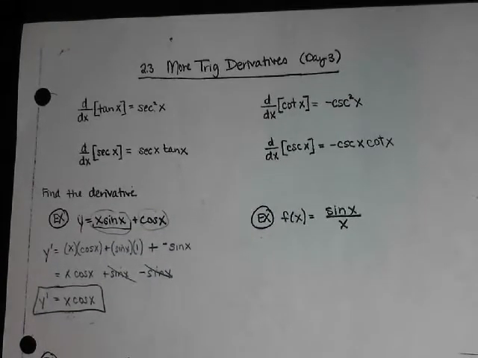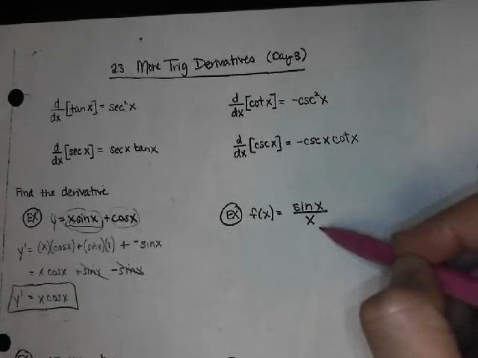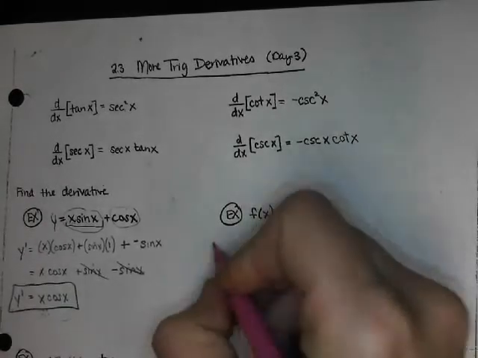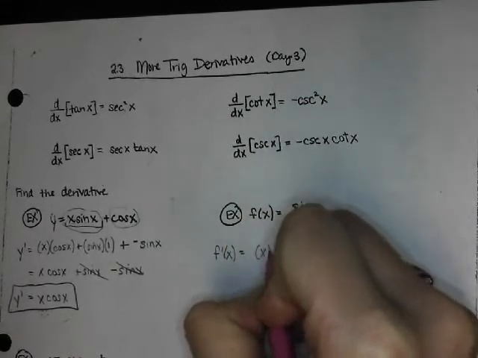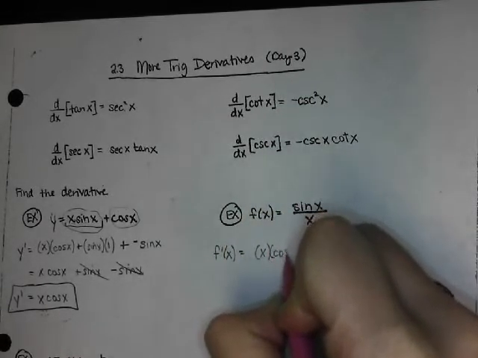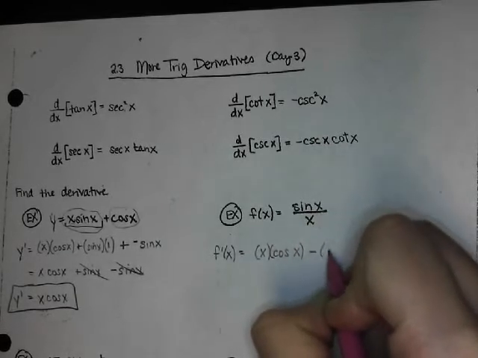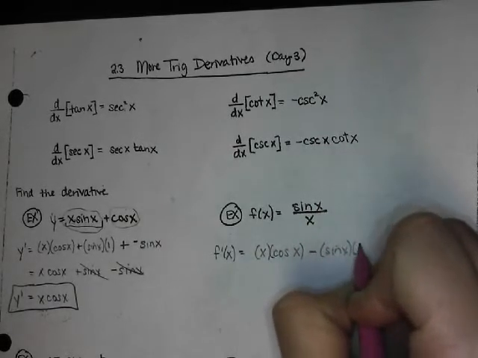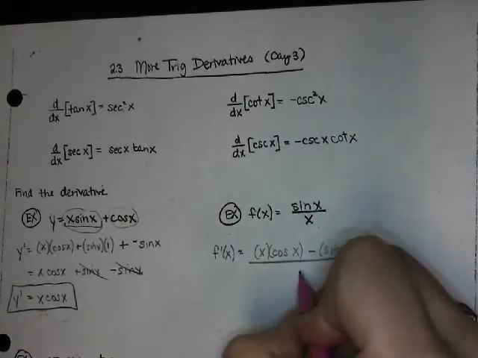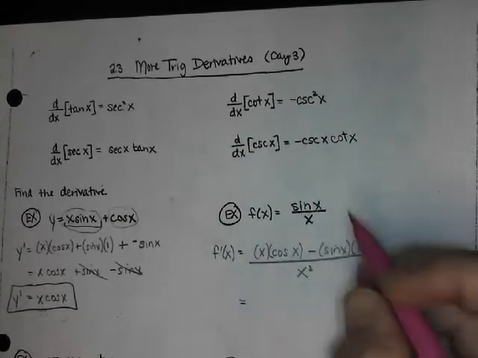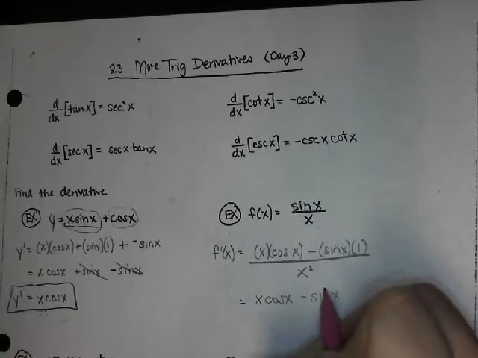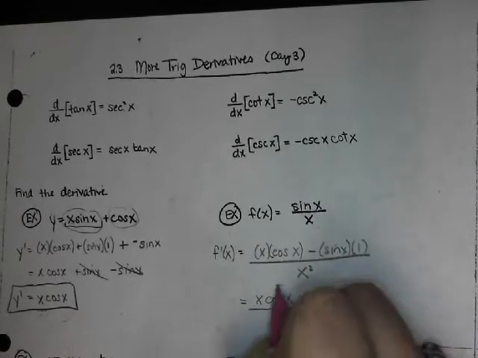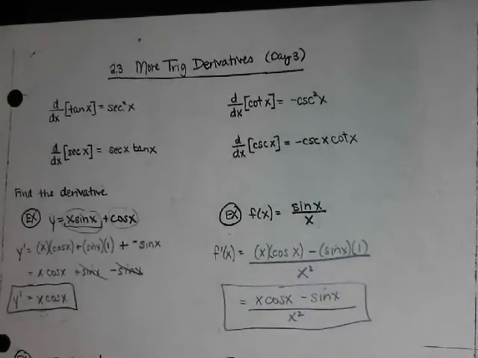Okay. Your derivative of sine x over x, classic quotient rule, so bottom times the derivative of the top minus your top times the derivative of the bottom, all over bottom squared. Clean it up, and you're done. There's your derivative.